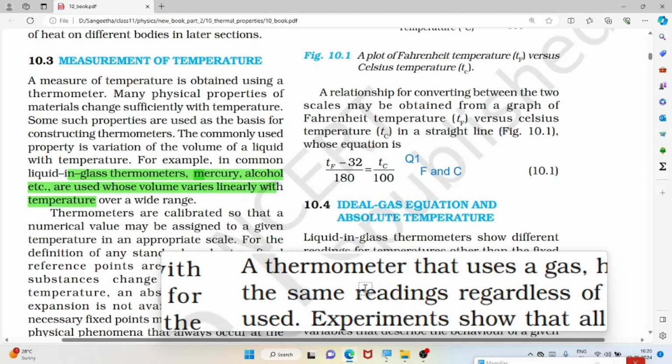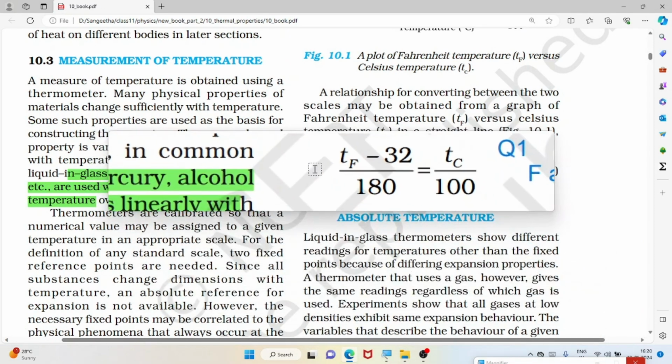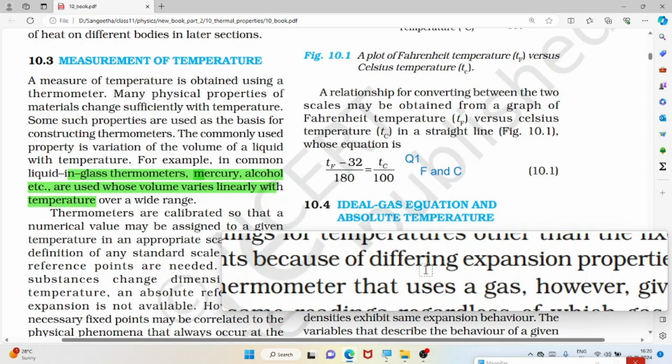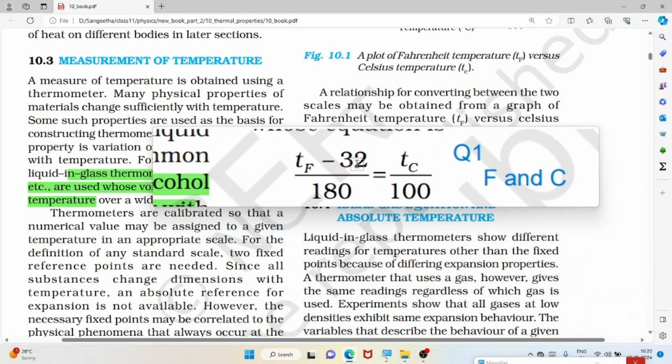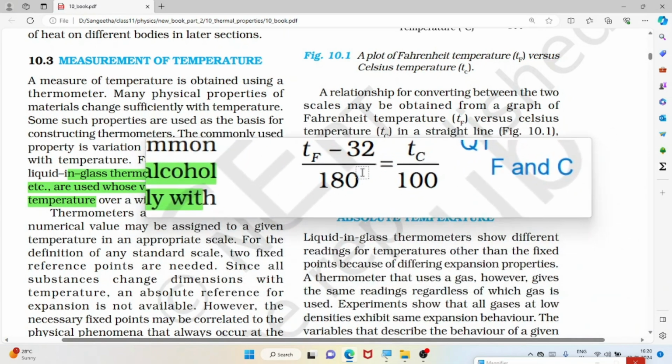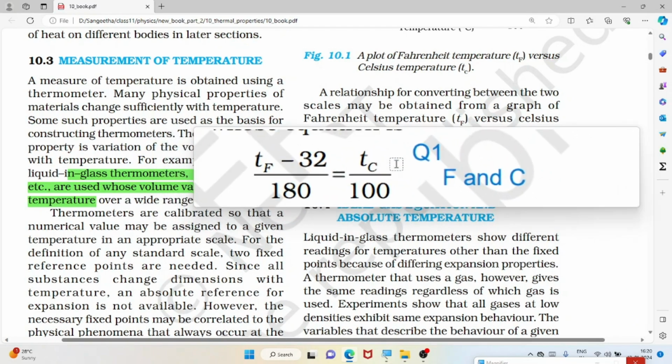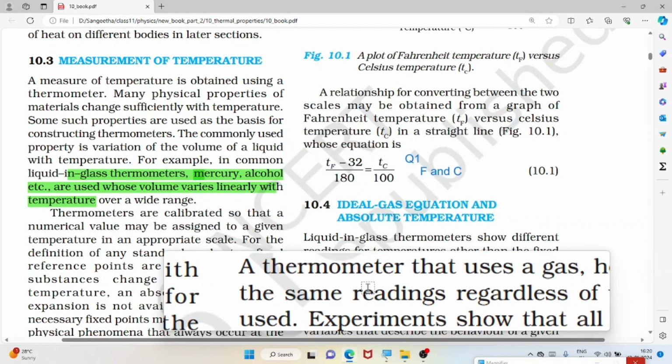This is the conversion formula from Fahrenheit to Celsius. This is the lower limit, divided by 180. So here, Tc by 100.